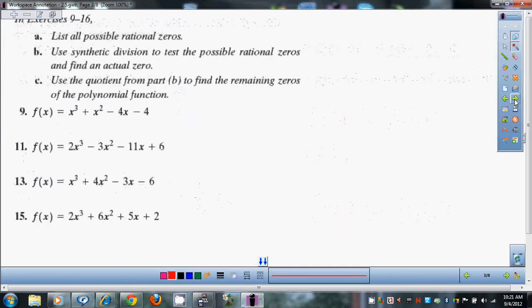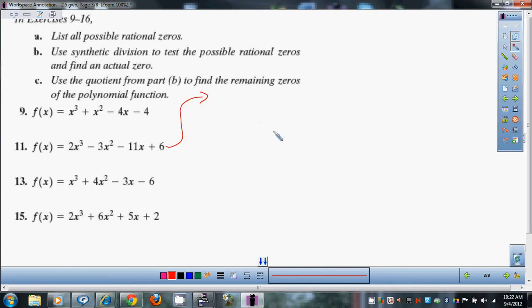So, 9 through 15, we're going to list our p over q's. We're going to use synthetic division or the rational or the zero remainder theorem from last section to find which ones actually work, and then we're going to divide those out and find all of our zeros. That may sound like a lot, but it's really not so bad. Let's look at number 11.